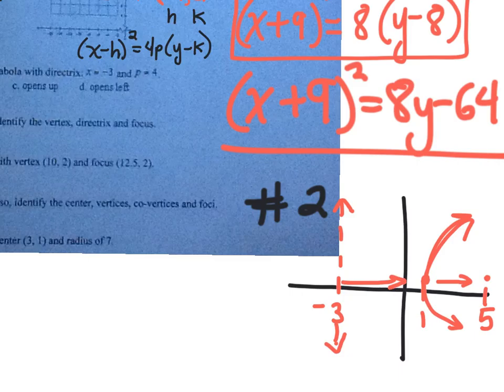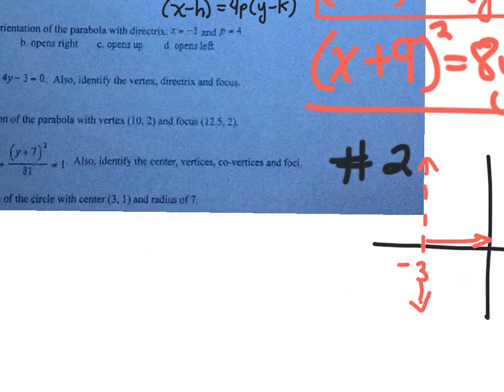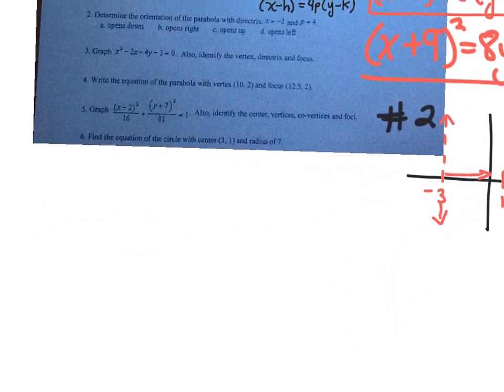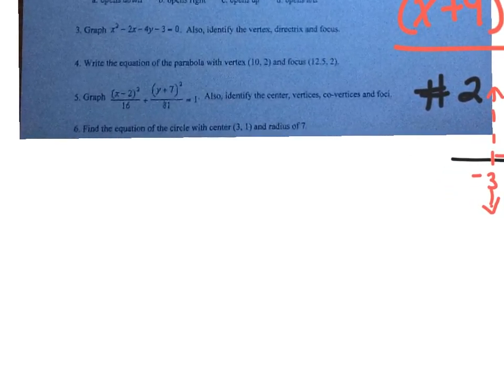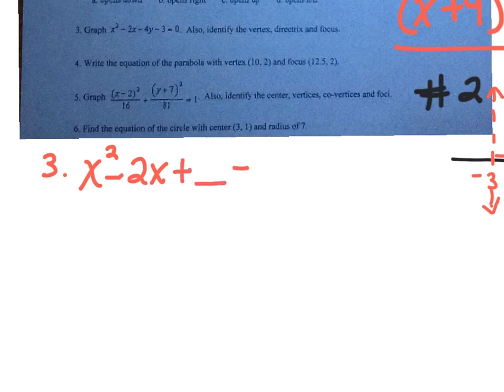Problem number 3 says graph that equation. Also identify the vertex, directrix, and focus. So number 3, well, I need to complete the square. For number 3, I'm going to keep my x's and move the y and the -3 to the right. So you have x squared minus 2x plus something minus something equals -4y. When you move it to the right, it becomes positive 4y, and the -3 becomes plus 3.